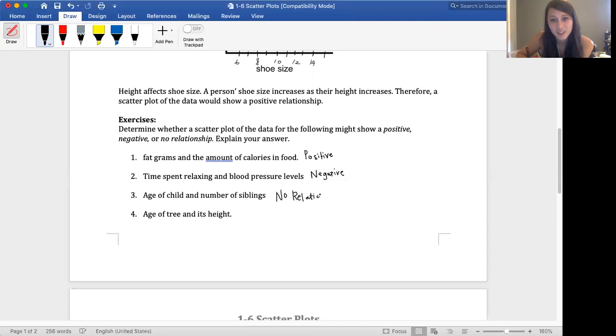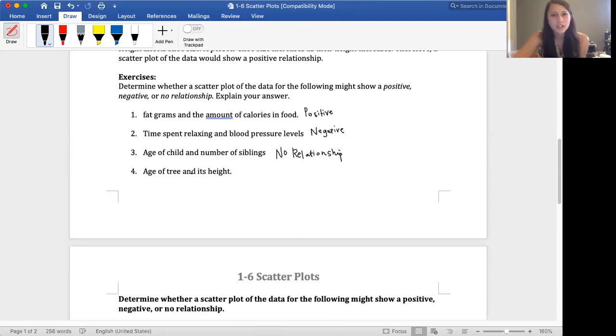Because whether your parents want to have more kids or not is not dependent on your age, believe it or not. Maybe a little bit. No relationship. You can ask your parents that, maybe. That's a question for them.